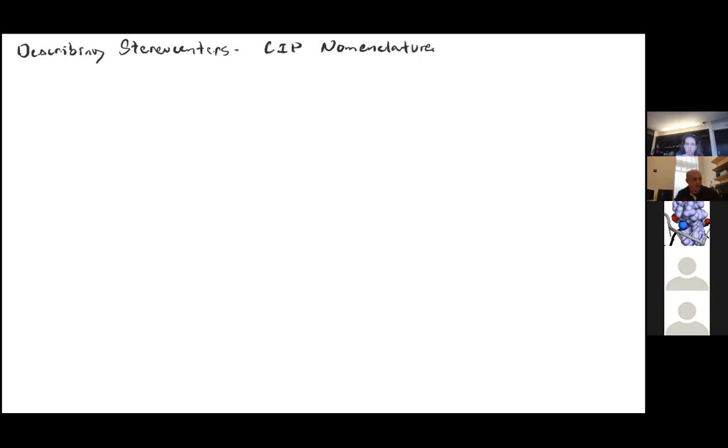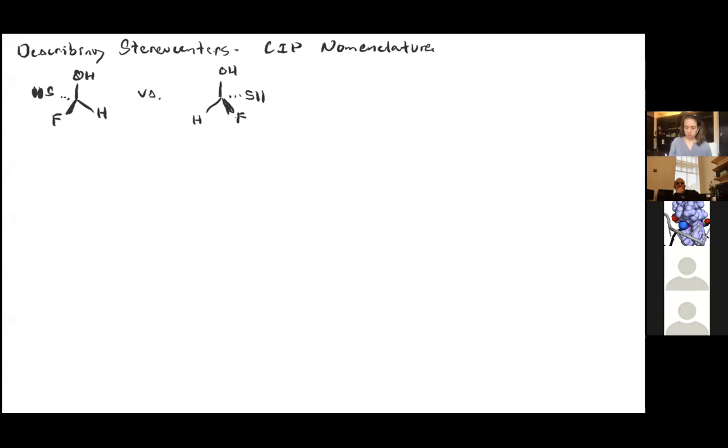Okay. So if we bring back the example we've been working with, this alcohol. Okay, we said those two molecules are related because they are enantiomers of each other. They are non-superimposable mirror images.